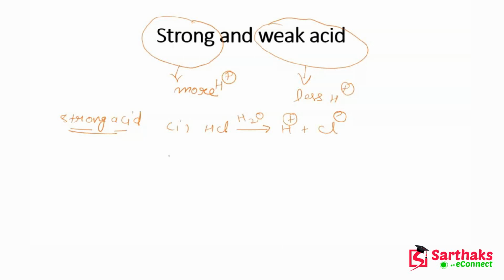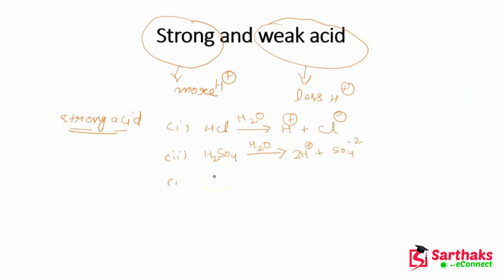We can also take another example of a strong acid, and that is H2SO4, which is sulfuric acid. This sulfuric acid will dissolve into H+ and SO4 2- ions. Because there are 2 hydrogens present, I will multiply H+ by 2. So 2H+ and SO4 2-. This is how sulfuric acid dissolves in water.